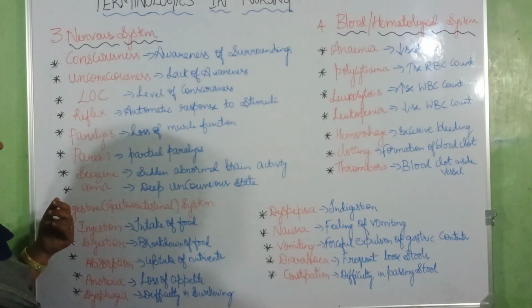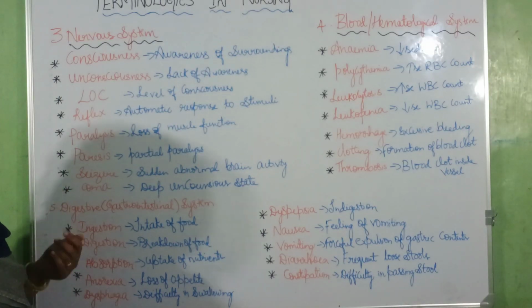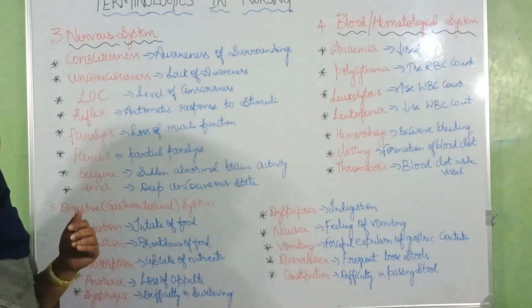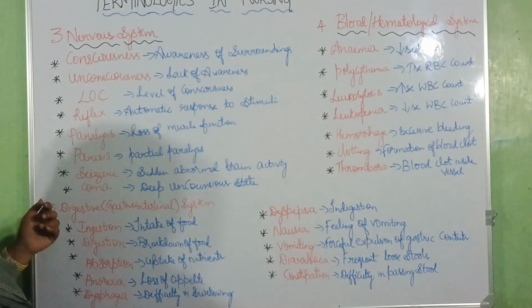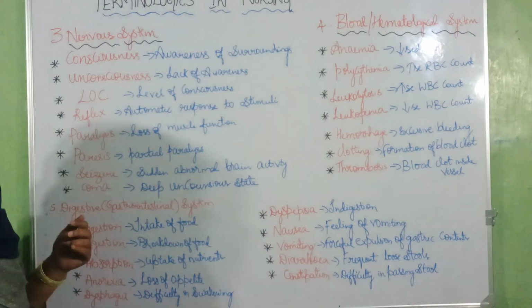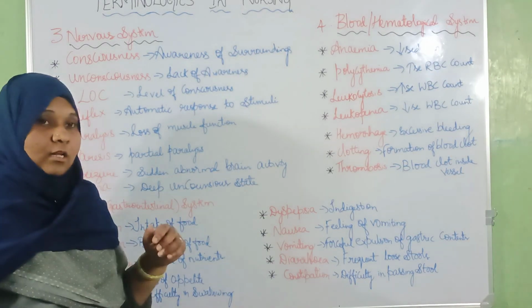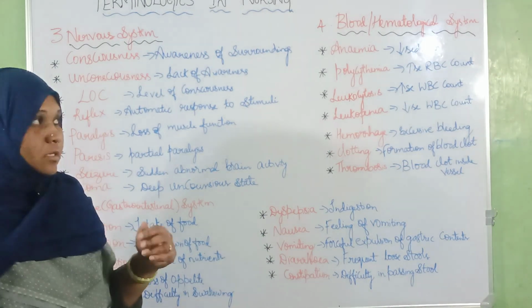So paralysis, what is the meaning of paralysis? That is loss of muscle function. Paresis. Paresis is nothing but a partial paralysis. Seizure. Seizure is nothing but sudden abnormal brain activity. Then coma. Coma is nothing but a deep unconscious state.